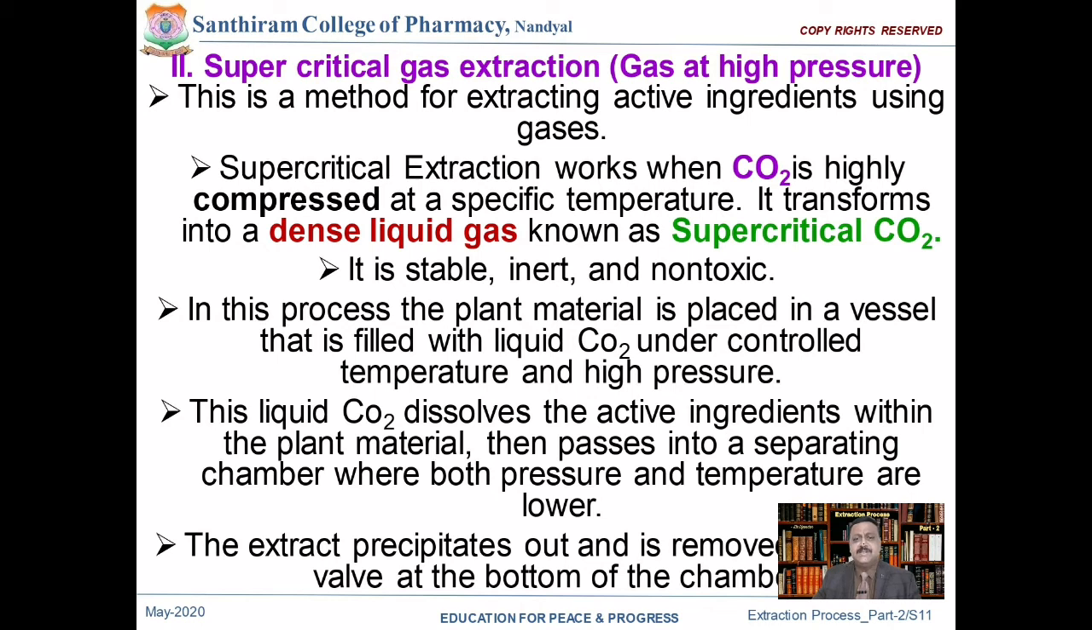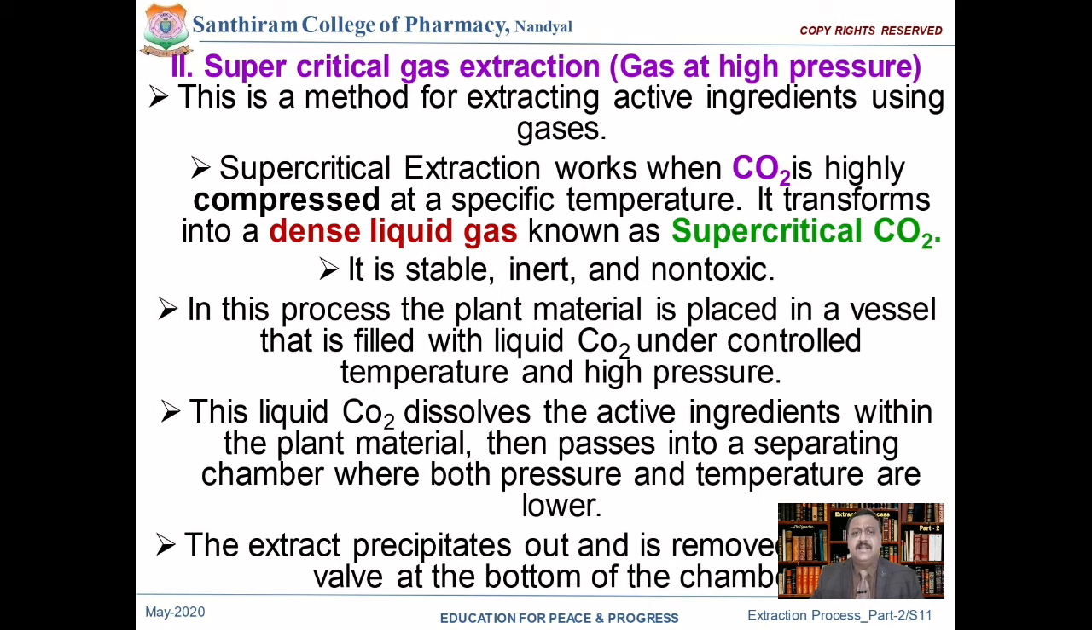In this process, the plant material is placed in a vessel that is filled with liquid carbon dioxide under controlled temperature and at high pressure. This liquid carbon dioxide dissolves the active ingredients within the plant material and then passes into a separating chamber where both pressure and temperature are lowered. The extract precipitates out and is removed through a valve at the bottom of the chamber. This is how the process is carried out.